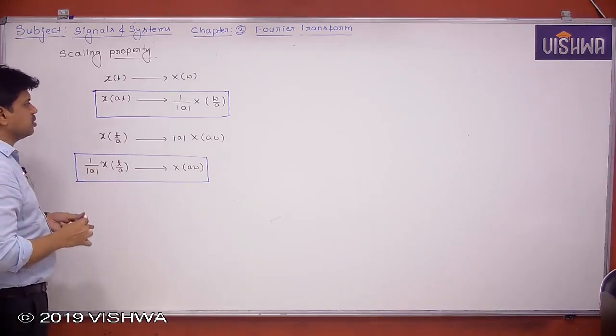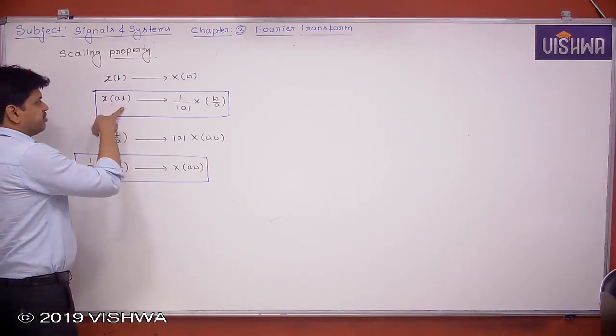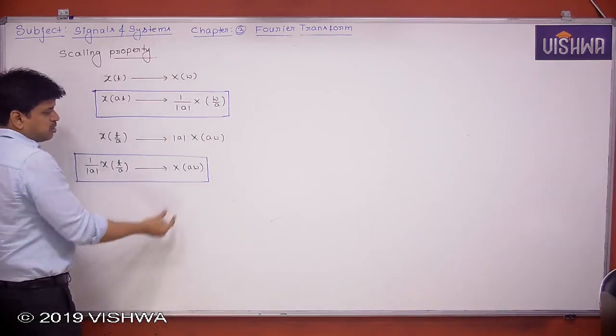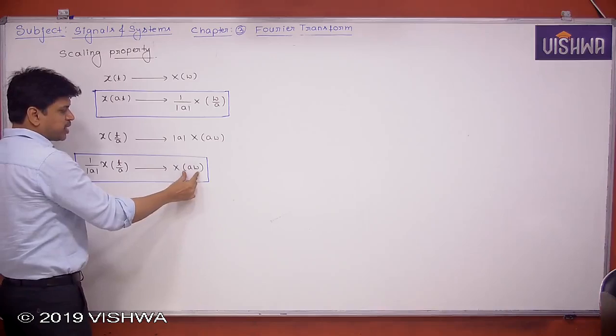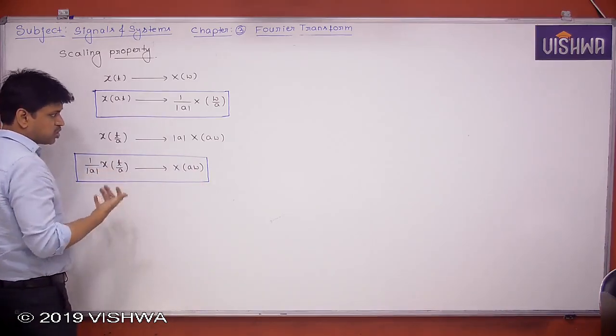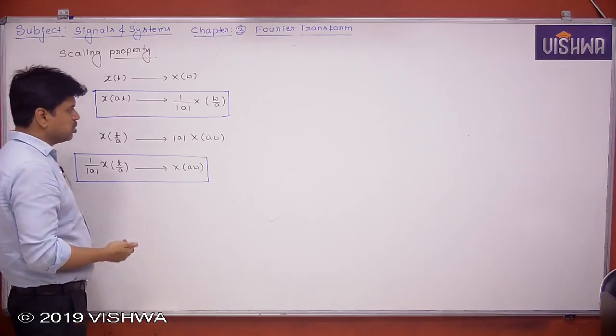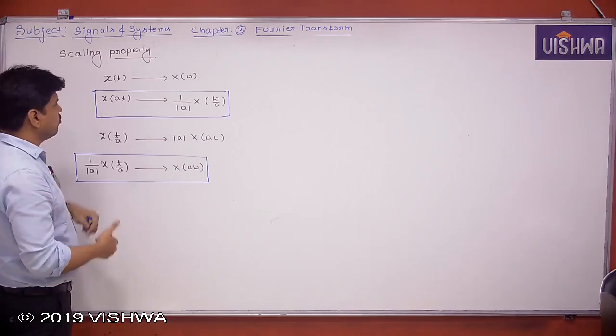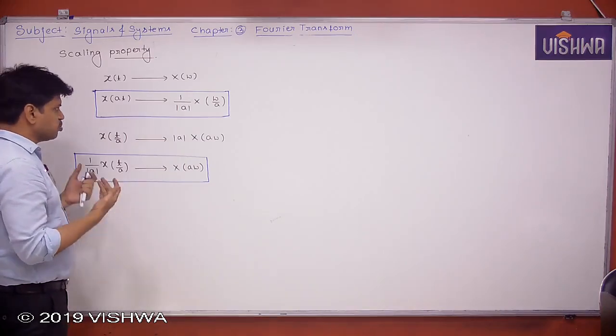If I take x of at, this is nothing but 1 by mod a x of omega by a. If I take in the frequency domain x of a omega, then this is nothing but 1 by mod a x of t by a. So this is the similarity we have to observe. For that case, I am not saying which one is the scaling here, whether it is time scaling or frequency scaling. Both are okay.